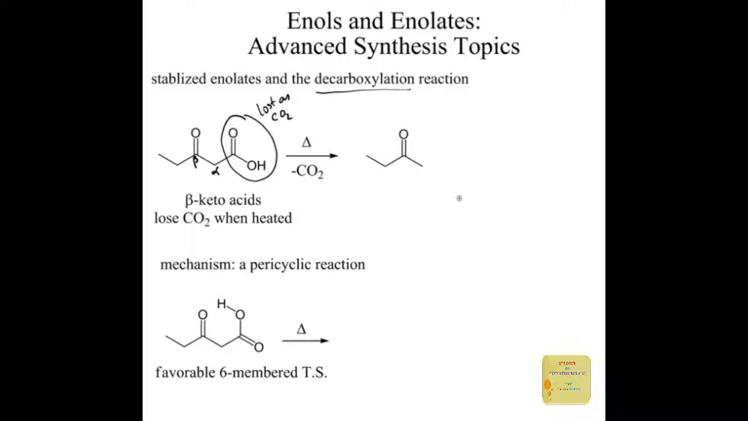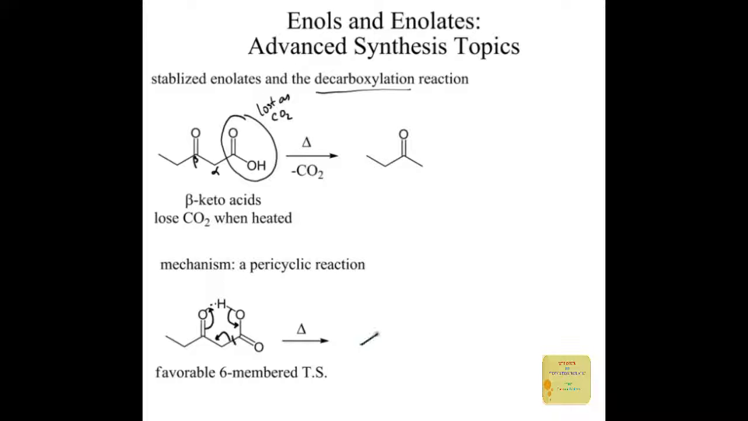Now, how does this happen? The mechanism is a single-step concerted mechanism. It's an example of a pericyclic reaction. If we redraw our carboxylic acid like this, we can see a favorable 6-membered transition state here that can be formed. This carbonyl can come up and grab that proton, which can break that OH bond to form the pi bond and break this carbon-carbon bond. So ultimately, that's what you want to do, is you want to break that carbon-carbon bond. That's how you cleave off the molecule of carbon dioxide.